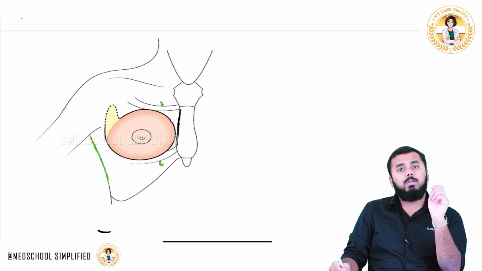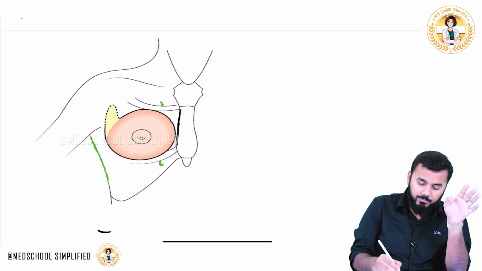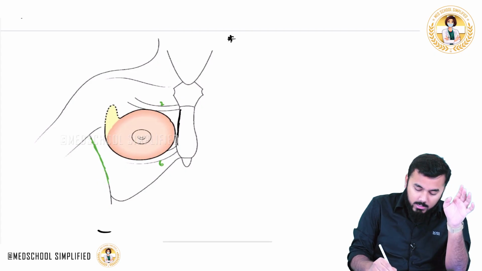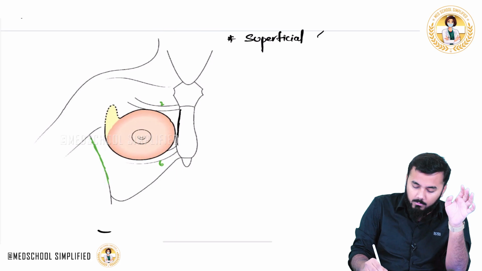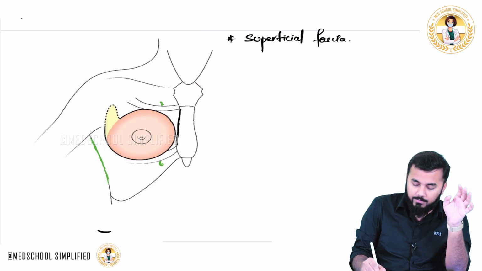Now what did I tell you? Breast lies in which fascia? Breast lies in the superficial fascia. For a note, let me write it down: the breast lies in the superficial fascia.